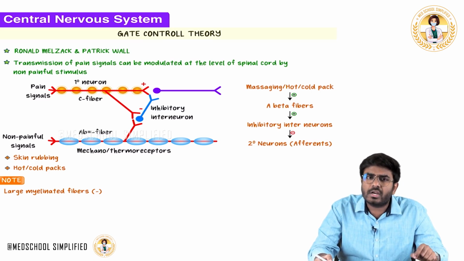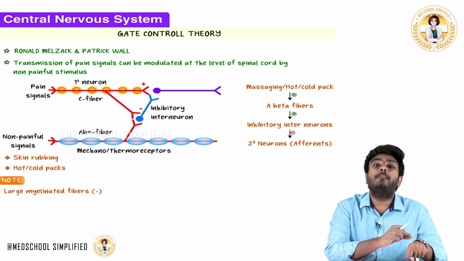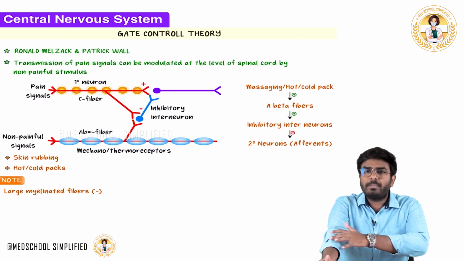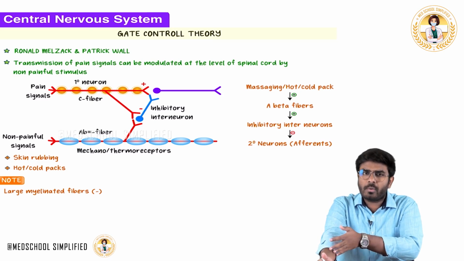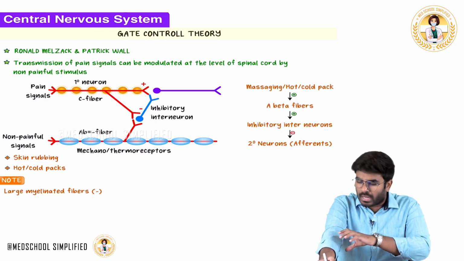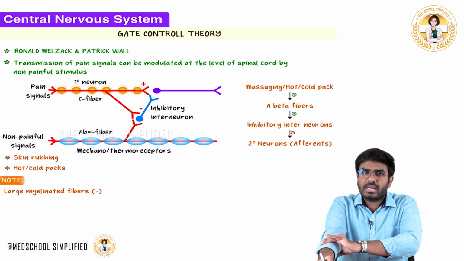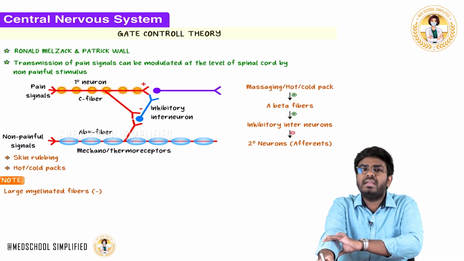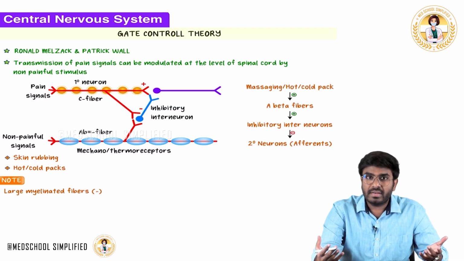How can you inhibit the second order neurons? By giving a non-painful stimulus. Have you ever wondered, whenever you are having pain, you ask your friend or your mom or your sister to give you a hot pack or a cold pack, or they will do a massage. That massage will relieve the pain. That massaging will actually decrease the pain. You will feel relaxed, right?